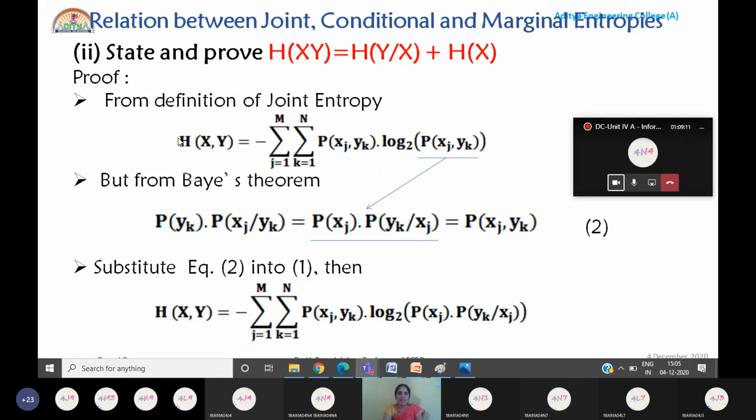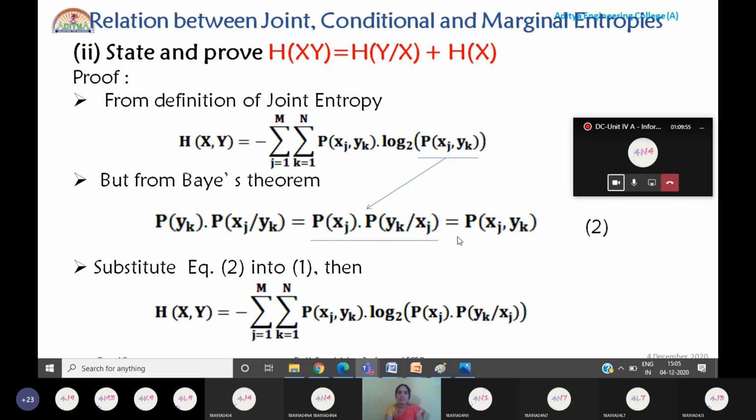So take the LHS once again, that is h of xy, which is minus summation j is equal to 1 to m, summation k is equal to 1 to n, p of xj comma yk log p of xj comma yk base 2. Okay, when we derived the first proof, what did we do? We replaced p of xj comma yk using p of yk and p of xj by yk. This is because we needed to represent that in the form of h of y and h of x by y. But here, how should we represent h of y by x and h of x? So that's why we'll use the second relation.